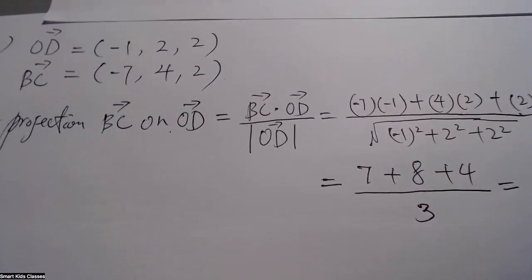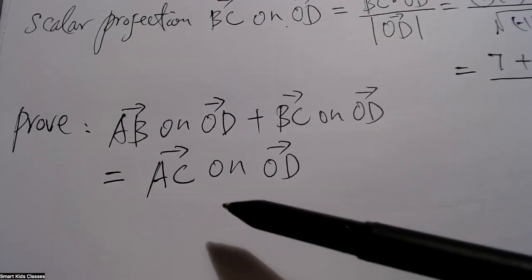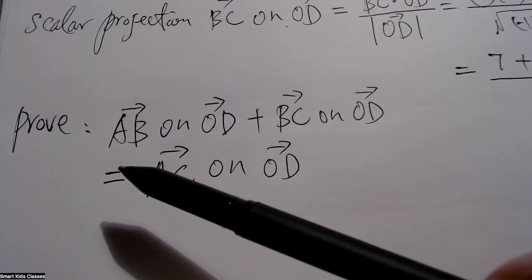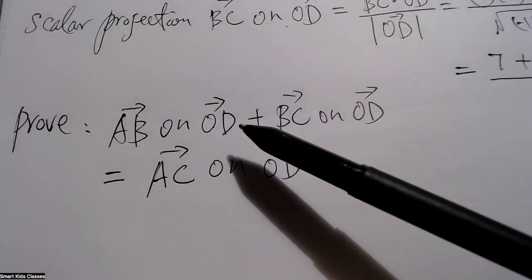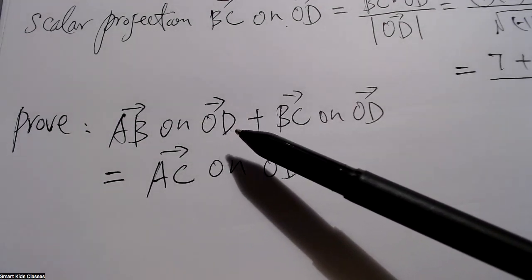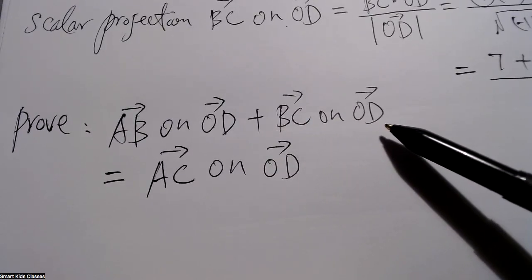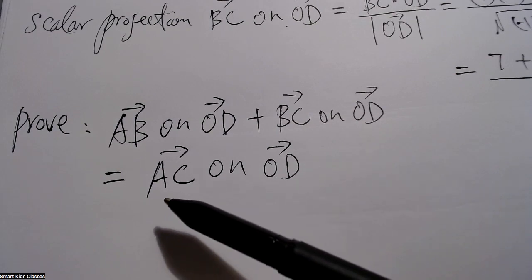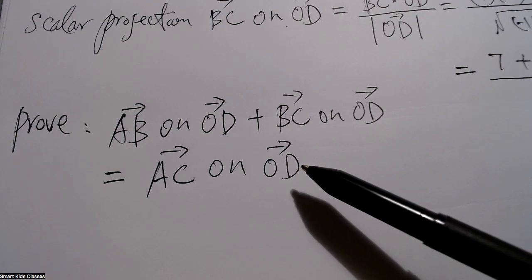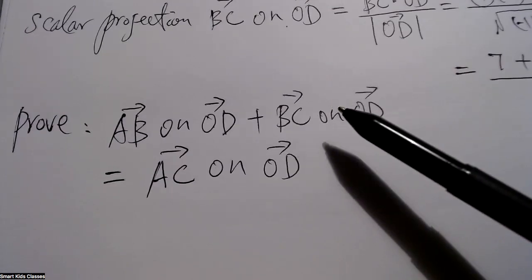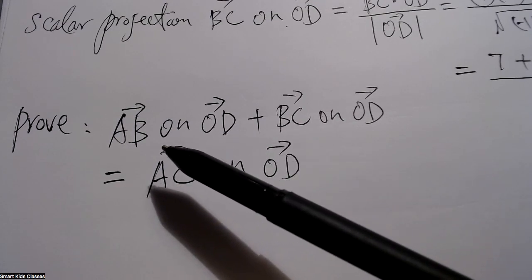Now the next part. The next part here is going to be the scalar projection of vector AB on vector OD, plus the vector BC on vector OD, is going to be equal to the vector AC on vector OD. Now we did the first two in front. Now we're going to prove this side.